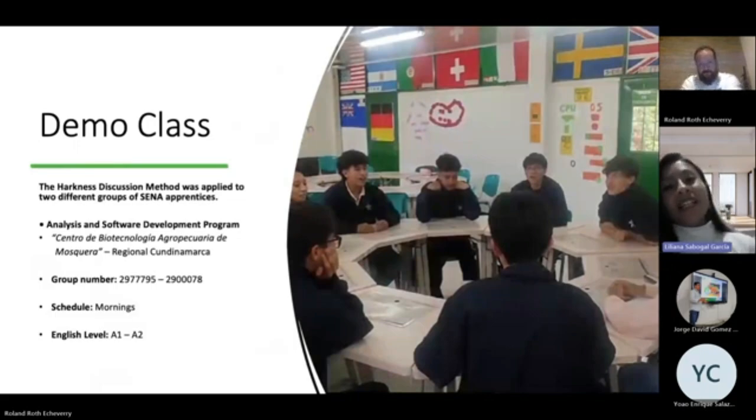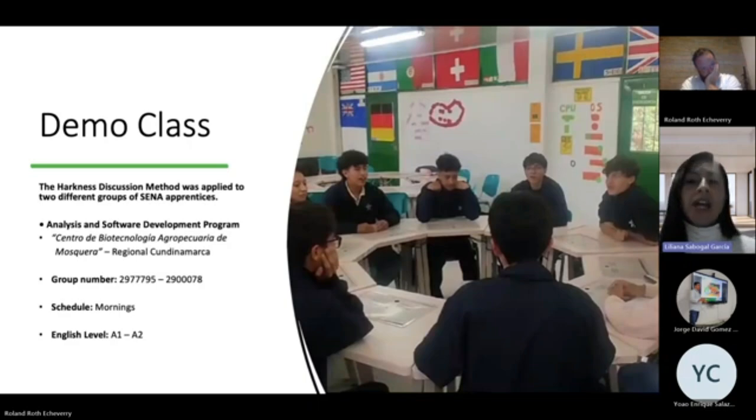So one of the strategies we read about the Harkness discussion method was the one that we applied with some of my groups, and we wanted to make it part of our real classes. So in this case, we had this real activity in the Centro de Tecnología Agropecuaria de Mosquera, which belongs to Regional Cundinamarca, with 2 groups.